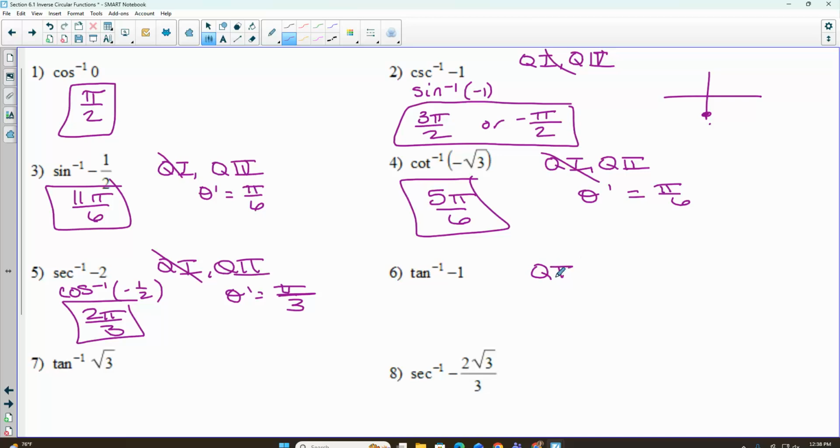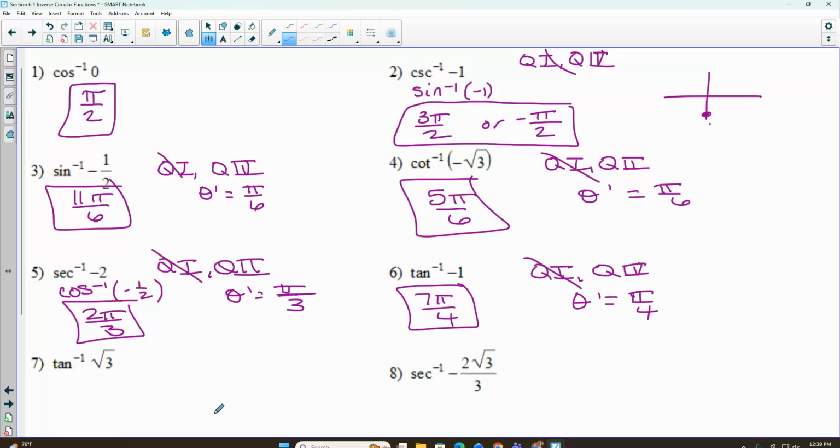Know could be in quadrant 1 or 4. It's a negative, so it's quadrant 4. Reference angle: when is tangent 1? 45 degrees, or pi over 4. Pi over 4 in quadrant 4, double minus 1, is 7 pi over 4. Or you could say negative pi over 4. That would be the same.